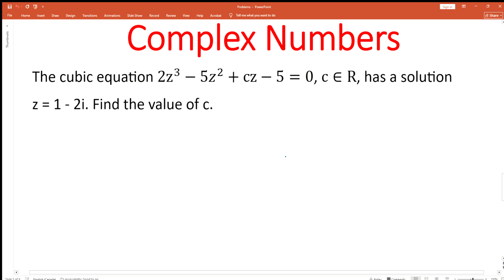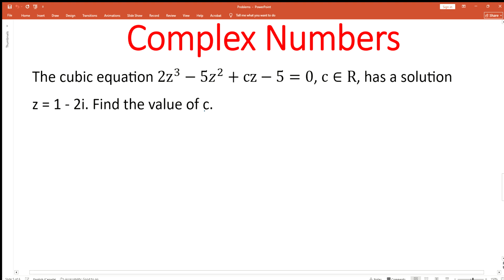In this video, we'll solve a complex number problem. As per the problem, the cubic equation 2z cubed minus 5z squared plus cz minus 5 equals 0, where c is a real number, has a solution z equals 1 minus 2i. Find the value of c.